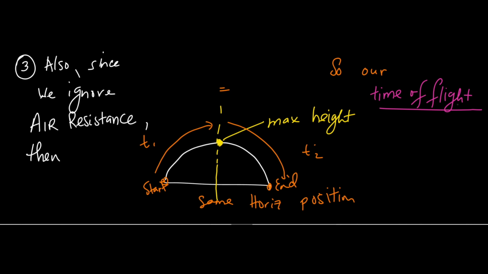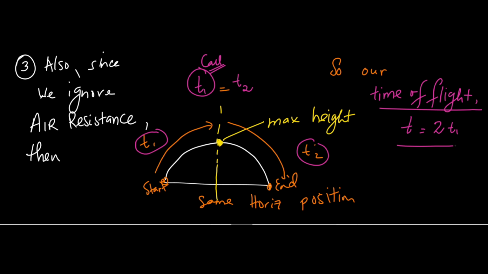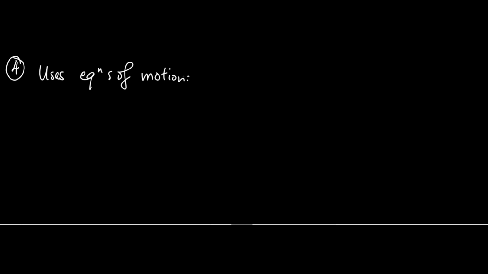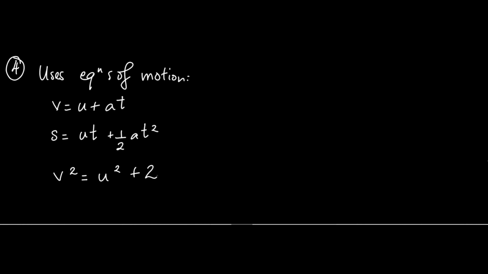So in our diagram, if t1 equals t2, then our time of flight, which means the time for which the object remains in the air, is 2 times our t values. For example, 2 times t1. And our final point, projectile motion uses the equations of motion. So in addition to using vectors, we also apply the equations of motion. v is equal to u plus at, s is equal to ut plus a half at squared, and of course v squared equals u squared plus 2as.